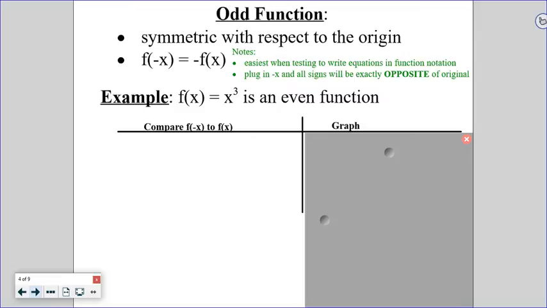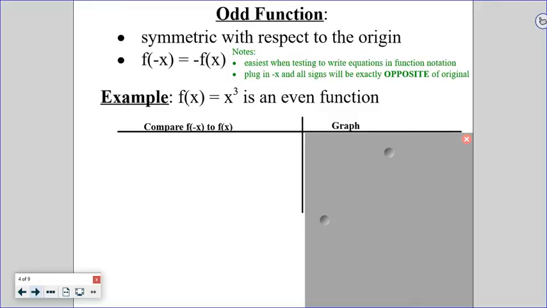Okay, let's go through that same conversation for an odd function. For an odd function, it will be symmetric with respect to the origin, meaning I can spin it around the origin, and it'll match back up with itself. This time, and this is where the mathematical notation gets a little tricky to understand, mathematically what's happening is when we plug in a negative x, we get the exact opposite. That's what this little sign means, the negative version of our original function.